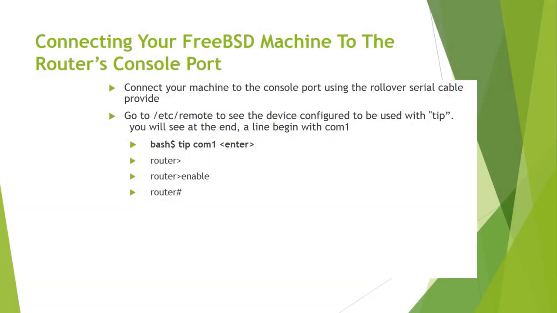Connecting your pre-BST machine. Connect your machine to the console port using the rollover serial cable provided. Go to etc remote to see the device configured to be used with TIP. You will see at the end a line beginning with COM1. bash $ tip COM1, enter, router, router enable, router hash sign.